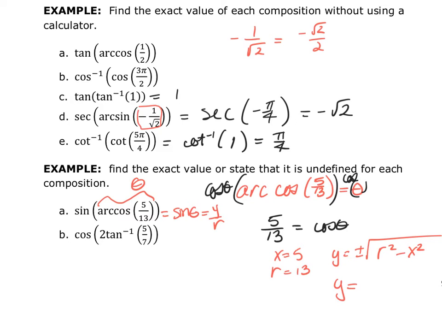Which one do I choose? Well, where's the arc cosine defined? Quadrants 1 and 2. Where is the answer positive for cosine in quadrants 1 and 2? Quadrant 1. So what I know then is that this is going to be the positive of it. There's a lot going on in this particular question. So y equals 12.